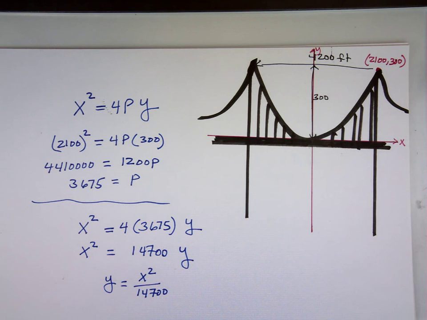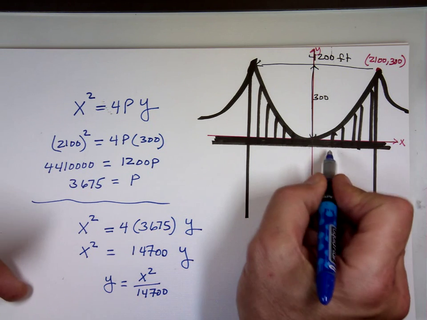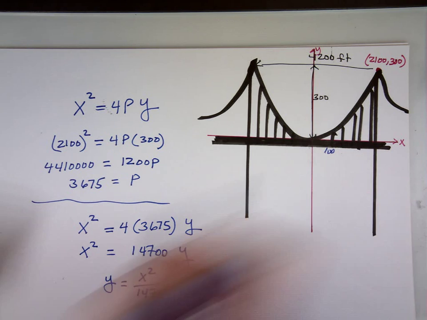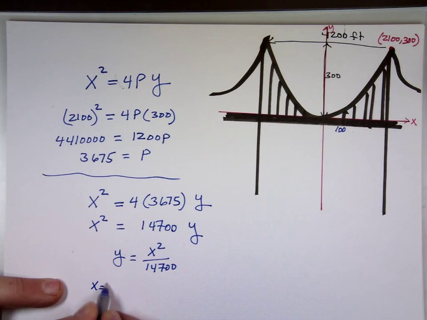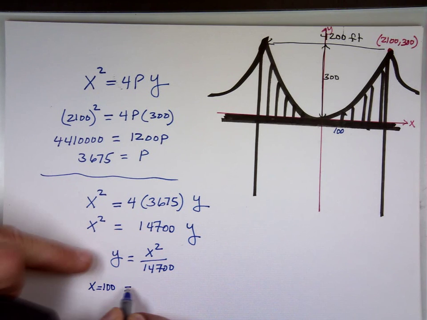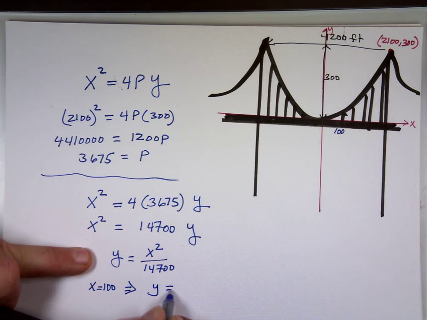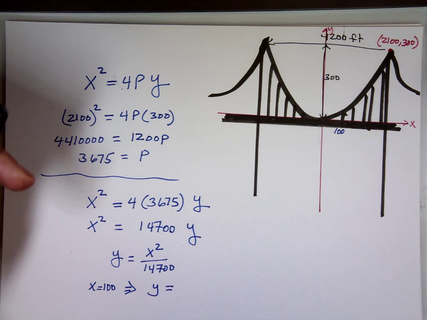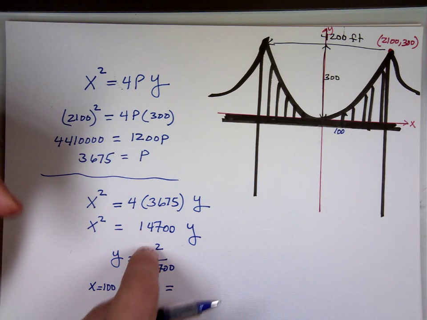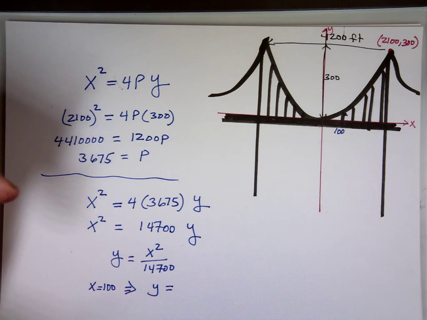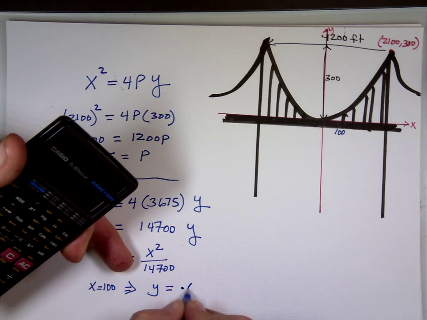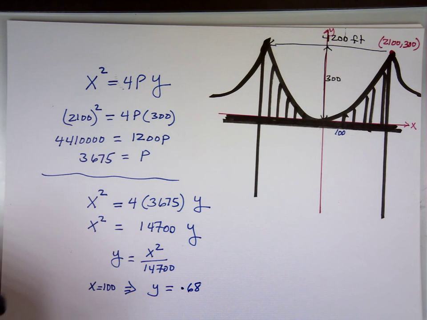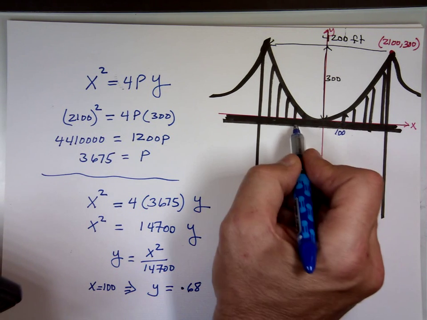You said you want the first piece to be when x is what? 100 feet away? So what's the height for the first one? x equals 100. Take 100 and square it, plug it in here and divide it by 14700. The first piece is short, 0.68 feet. You need 2 of them, one on this side, one on that side.